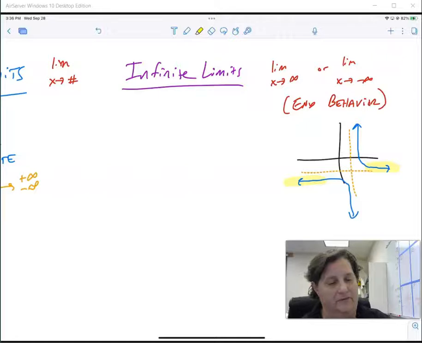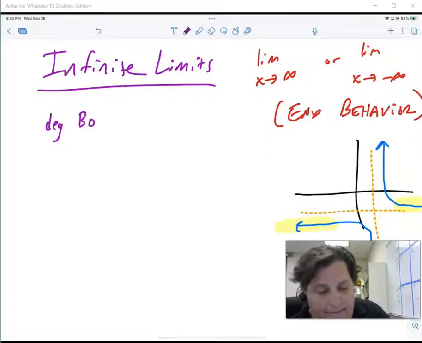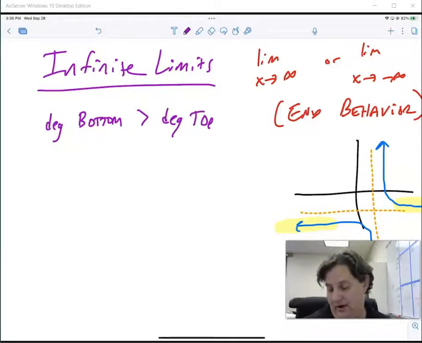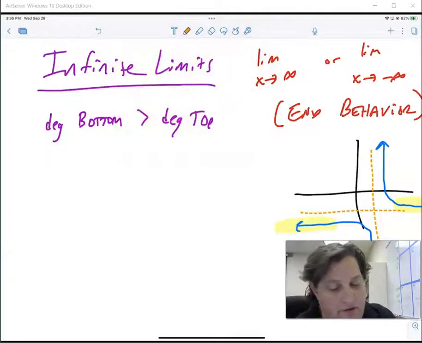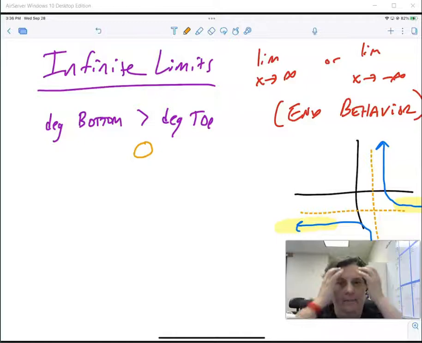So you may have learned this before. Here's how it works though, okay? When we're looking at rational functions, if the degree of the bottom is bigger than the degree of the top, all right, it always goes to 0. The limit is always 0, all right?